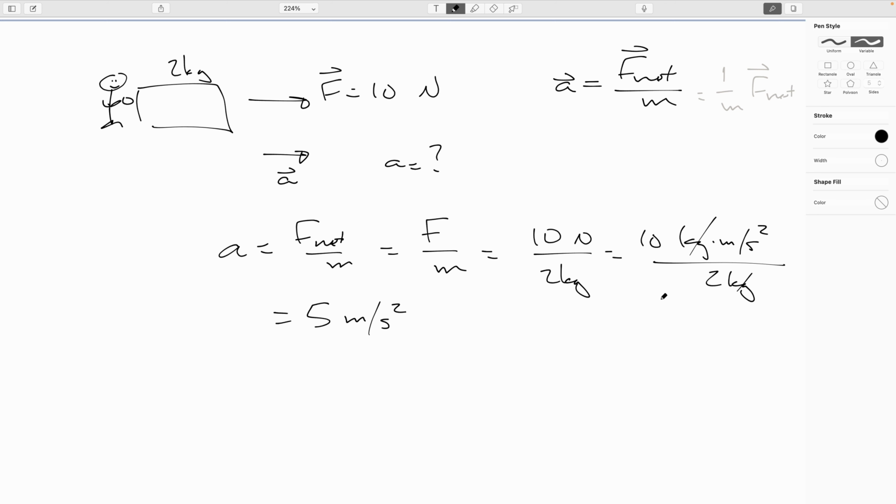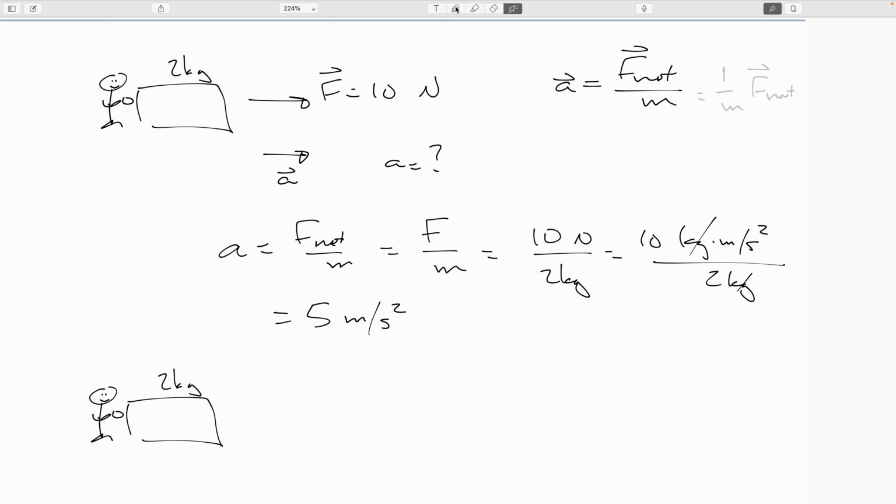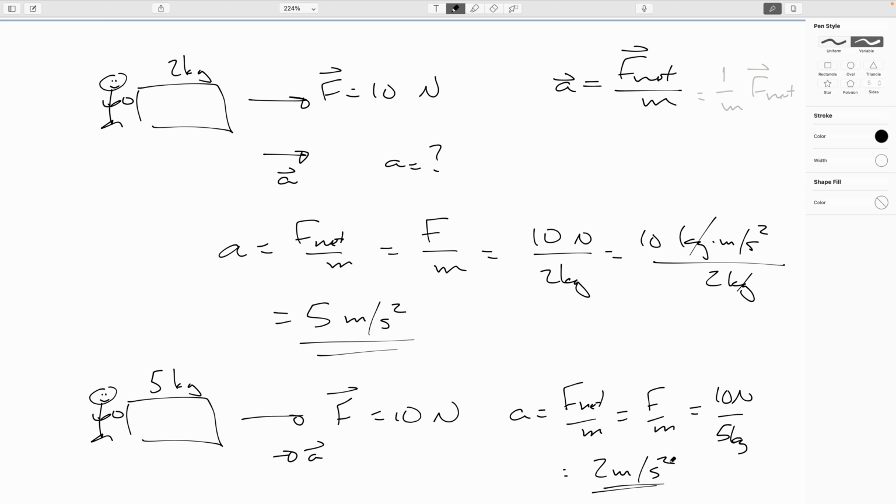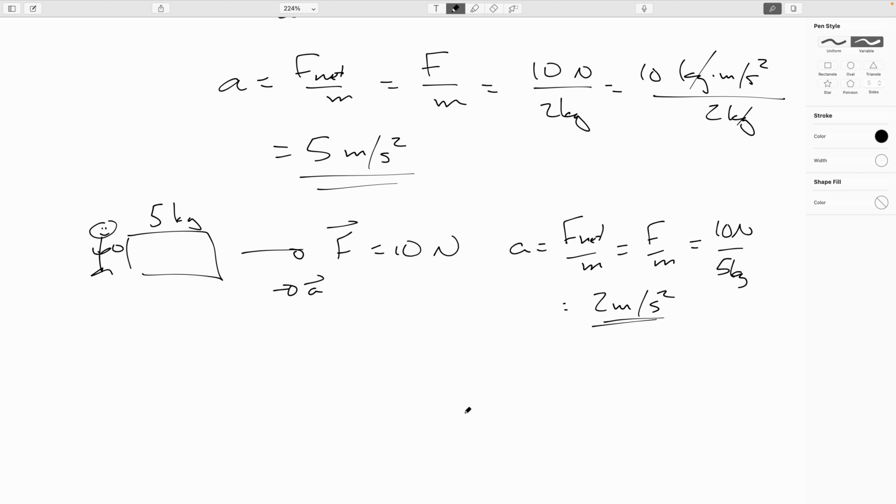Then we could ask ourselves what would happen if the box, instead of being 2 kilograms, was 5 kilograms. If the box was 5 kilograms, the acceleration would now be 2 meters per second squared. Let's revisit that thought. We take my 2 kilogram box and make it a 5 kilogram box, and again the same 10 Newton force. Again, it'll accelerate to the right. The magnitude of the acceleration is F net over m. This will be 10 newtons over 5 kilograms. We get that it's 2 meters per second squared instead of 5. So for the same push, the acceleration is lower.